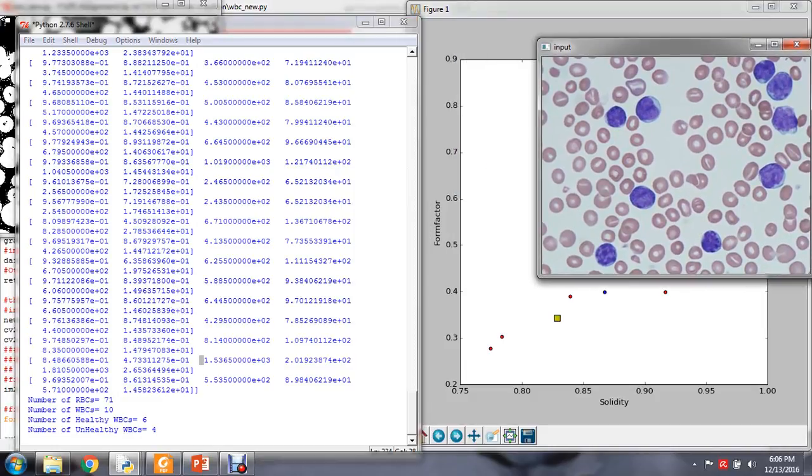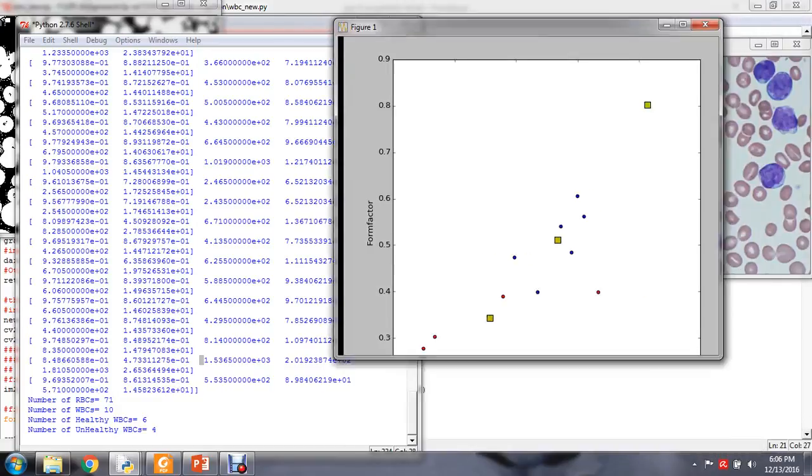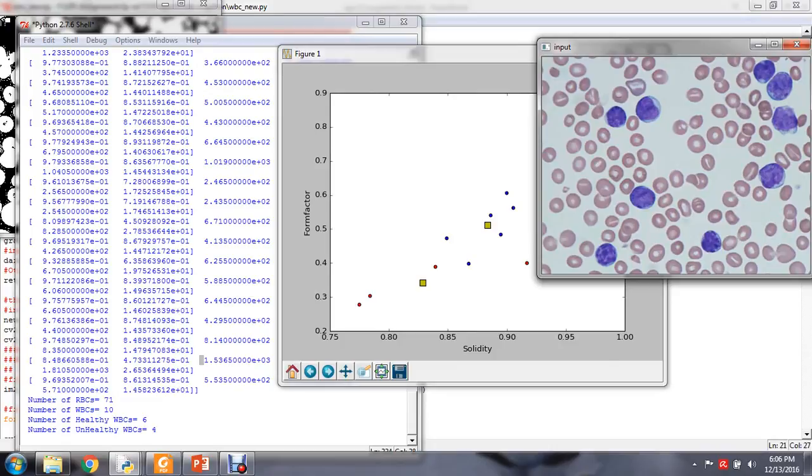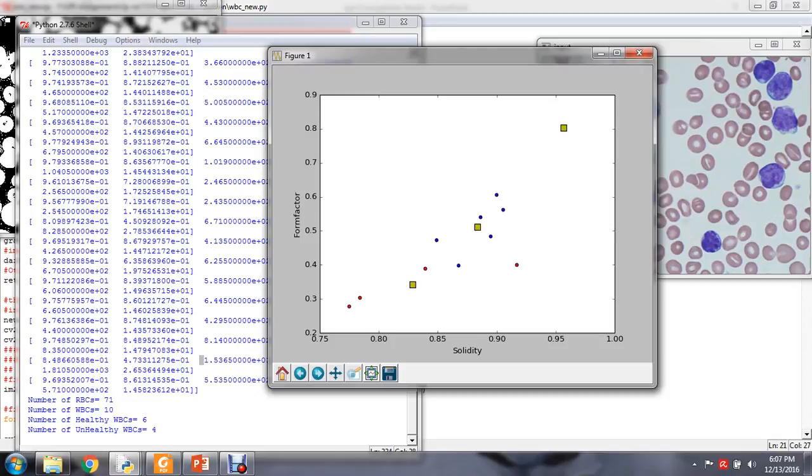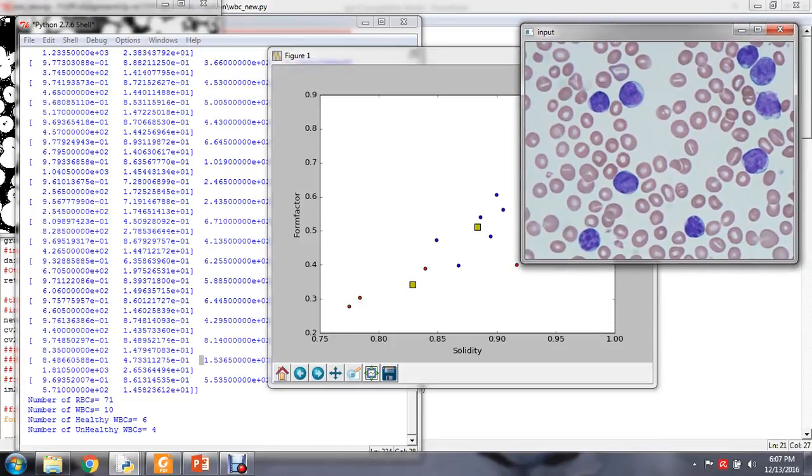After getting the features, we calculated the solidity and the form factor, and then the cells are classified using the solidity and the form factor of the cells. This is the same plot of the solidity and the form factor, and this is how this gives the cells.